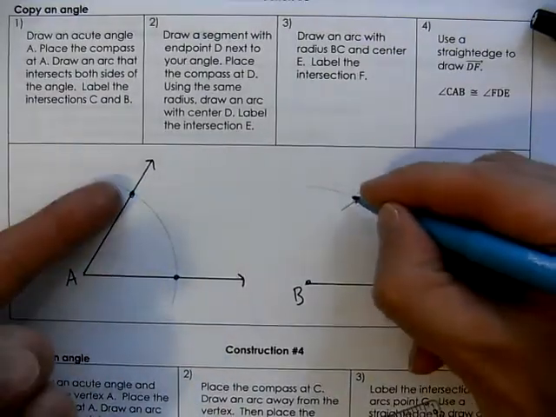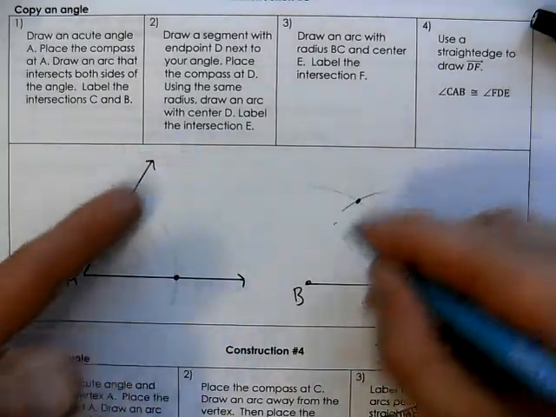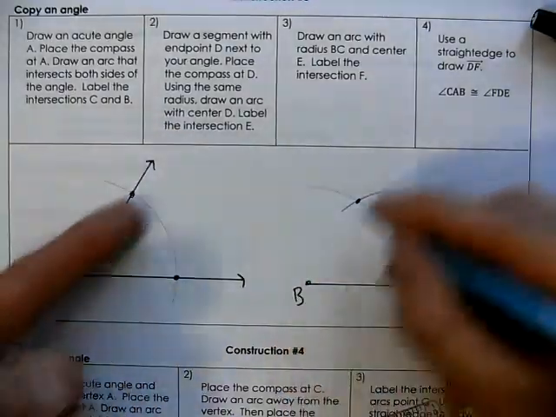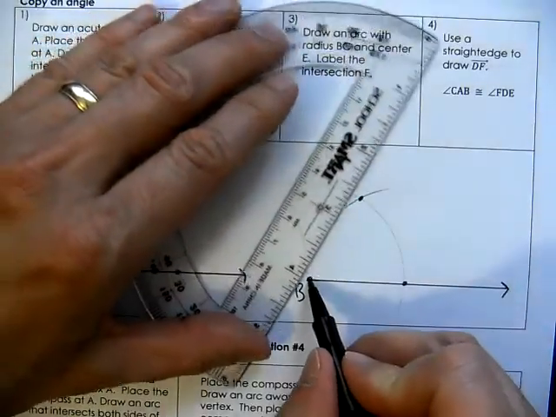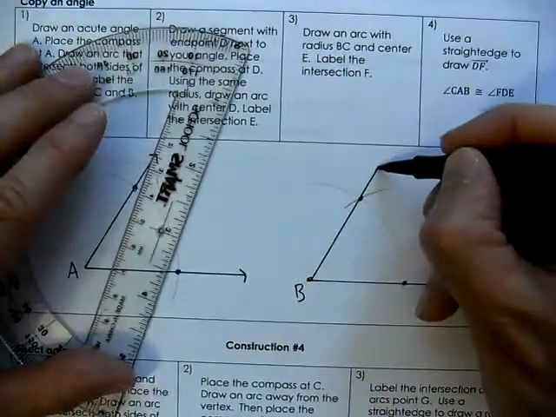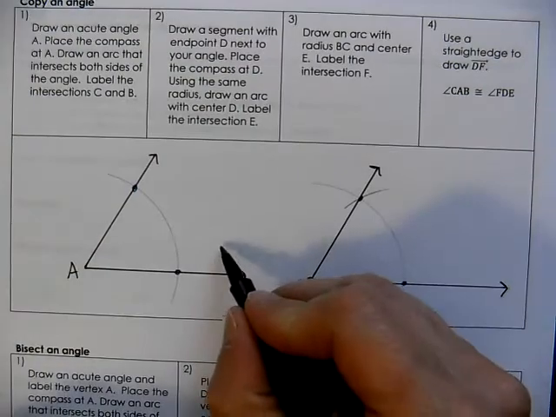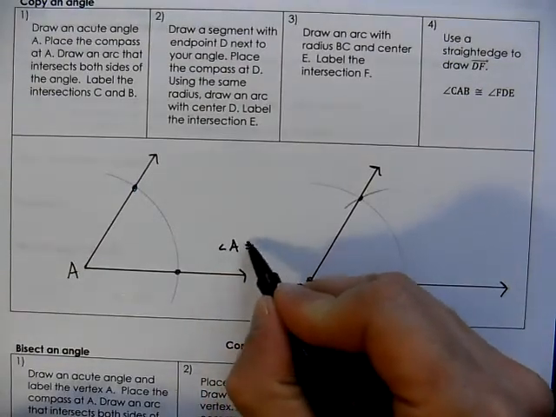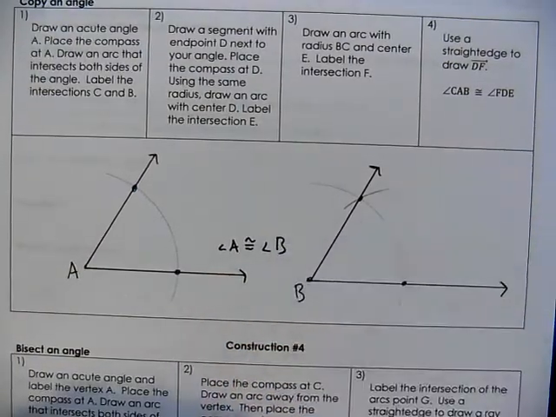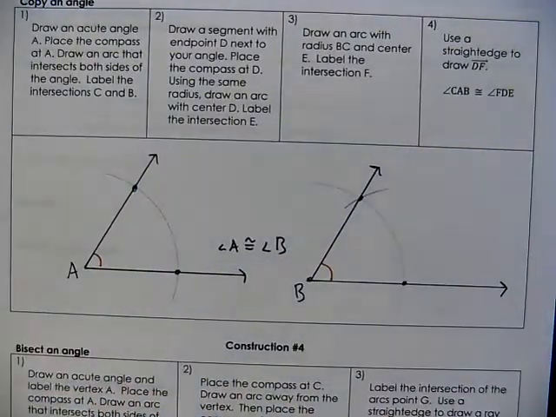So those are the 2 points of intersection on the 2 angles, and that means that second ray has to go from the vertex through that second point of intersection. Using the straight edge, then we draw a ray right through that point of intersection, and there we go. So we have created 2 angles that are exactly the same size. So we would say angle A is congruent with angle B. And we could even put those little construction arcs inside.